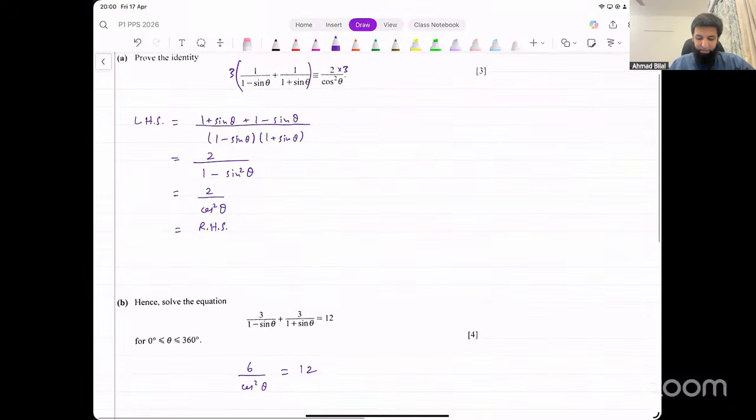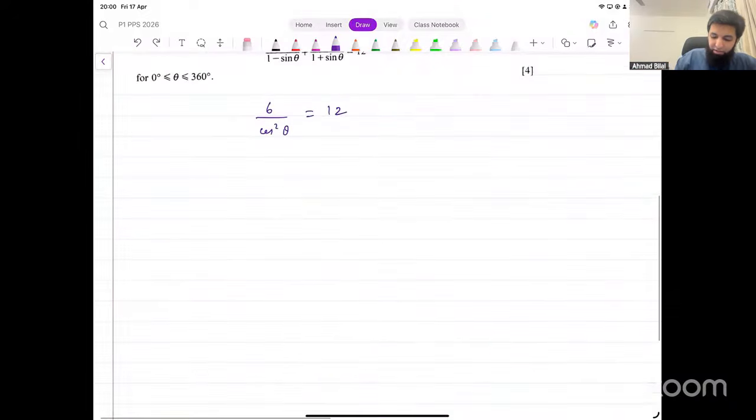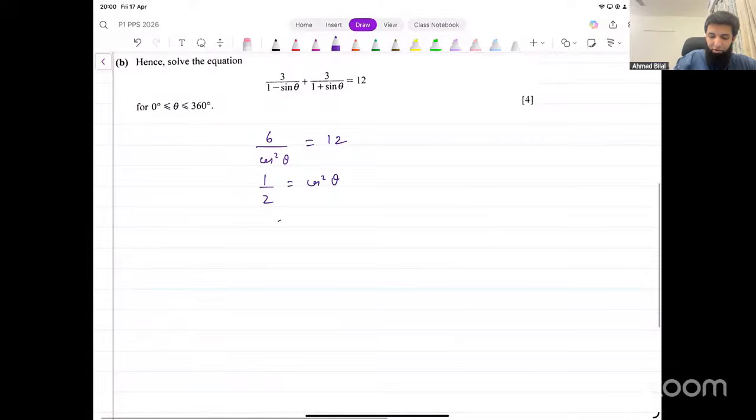The left-hand side, we could replace with 6 over cos square theta. And now we can solve this equation. Cos square theta goes to the other side. Cos square theta is equal to 1 over 2. Take square root on both sides. And that gives you cos theta equal to plus minus square root of 1 over 2. Do not forget plus minus. Whenever we take square root, we have plus minus.